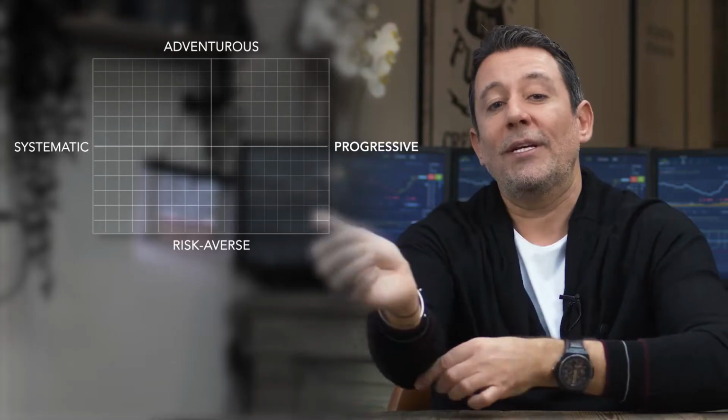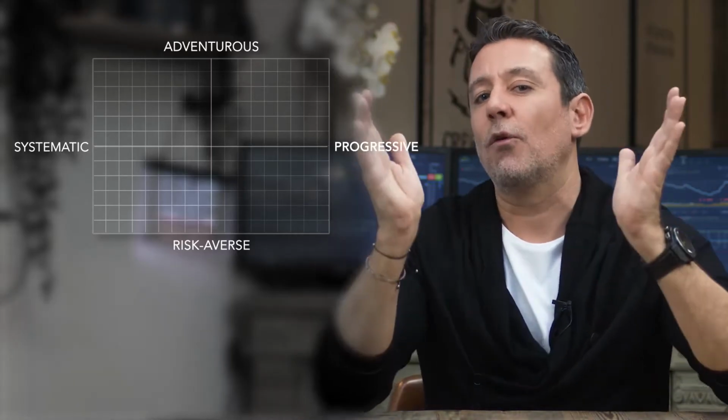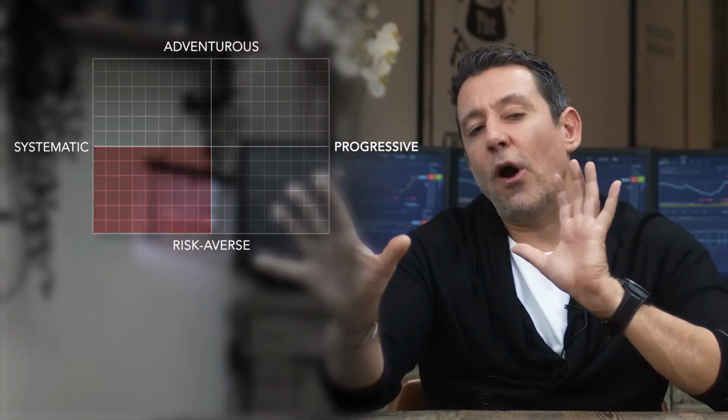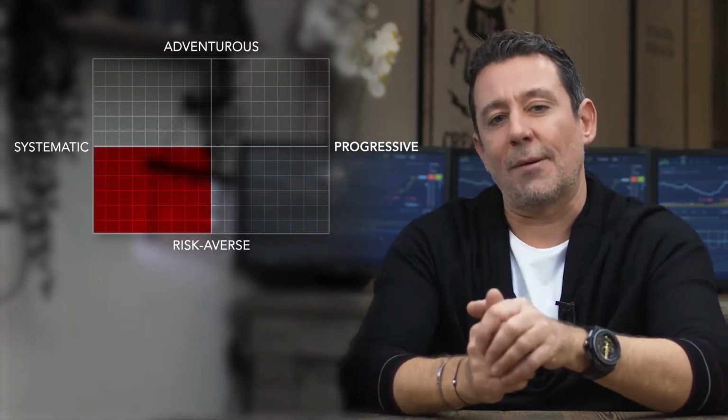So let's get right to it. The first archetype that we need to be aware of is called the systematic risk-averse archetype. That's the first one up. Now let's look at the pros and cons. So we'll start with systematic.